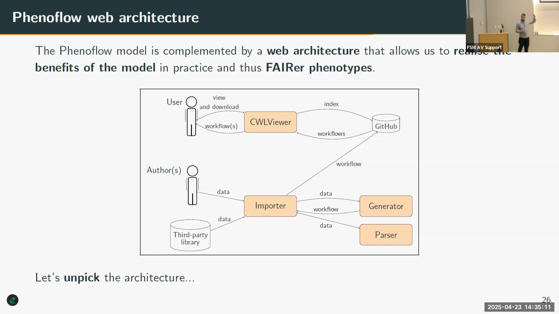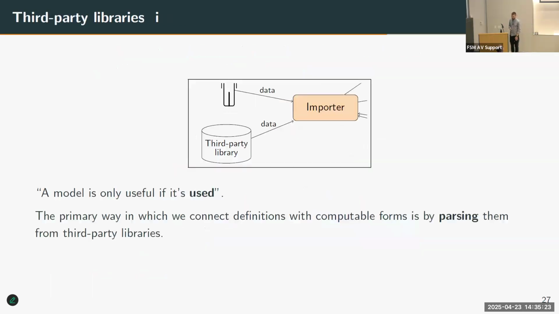Effectively, what we try and do with this software version of Phenoflow, this software architecture, hence the word architecture in the title, is we try and bring this model to the phenotyping space. We try and help make these benefits more broad in terms of phenotypes. And how do we do that?